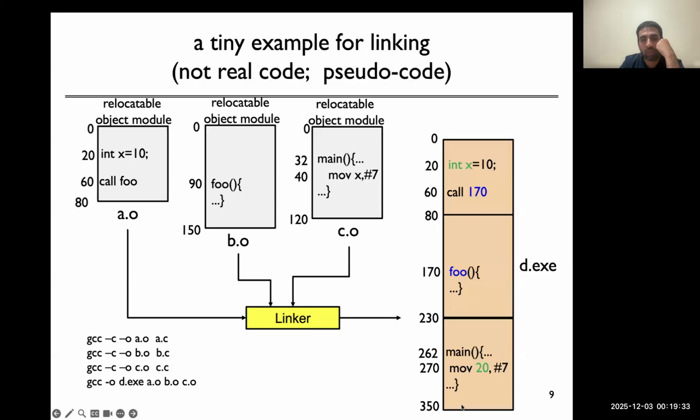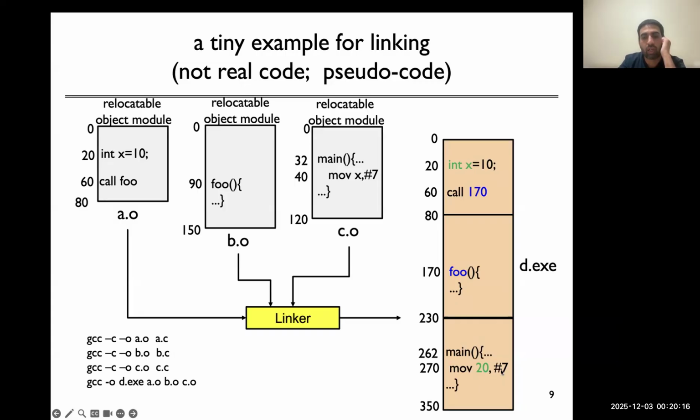For example, here in main, you are basically saying move 7 into X, right? But what is X? I need to first find out what X is and where it is located. For that, I need to look into the other file, which holds the definition of the integer X, which is a.o. So now I need to link a.o with c.o. And now if I link it, then I can resolve the reference. Okay, so here I'm referring to X, and where is X located? X is now located in memory location 20, right?